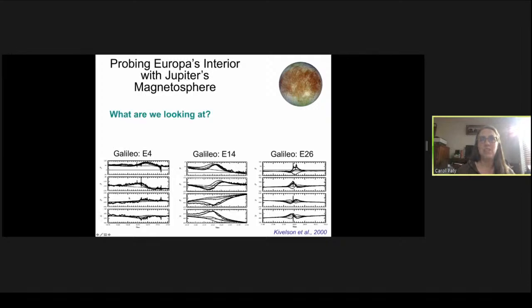And I'm going to give you a hint. What are we looking at here? This is from Margaret Kivelson's paper in 2000. We're looking at a paradigm change. We're looking at a shift, because what we're looking at is the discovery of Europa's global subsurface ocean. How did we do that? Again, it's better living through space physics.